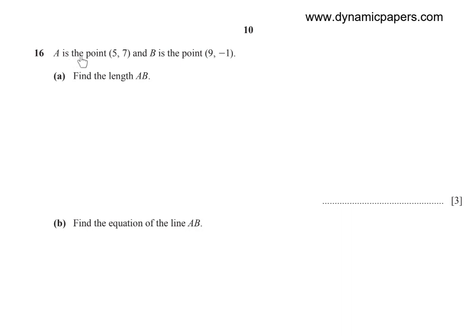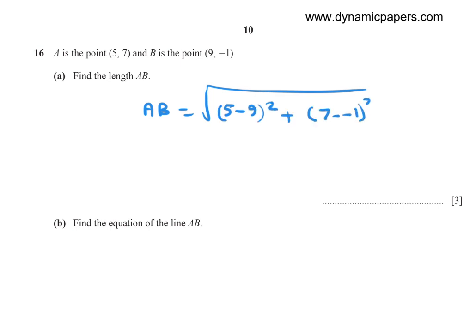Number 16, A is the point 5, 7, B is 9, -1. Find the length of AB. The length of AB is the square root of x minus x, so 5 minus 9, all squared, plus y minus y, so 7 minus -1, all squared, equals 8.94 to 3 significant figures.